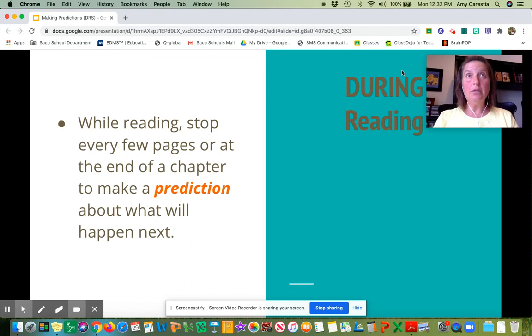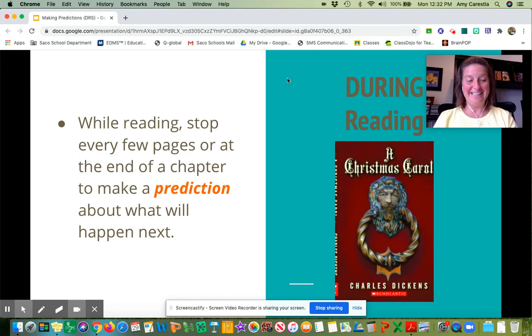The only thing that you really want to be careful about is if you're not putting the sticky in the book itself, you need to make sure that you jot down the page where you stopped reading and made the prediction. Otherwise, you and I will have no idea where you got the information and made the prediction.